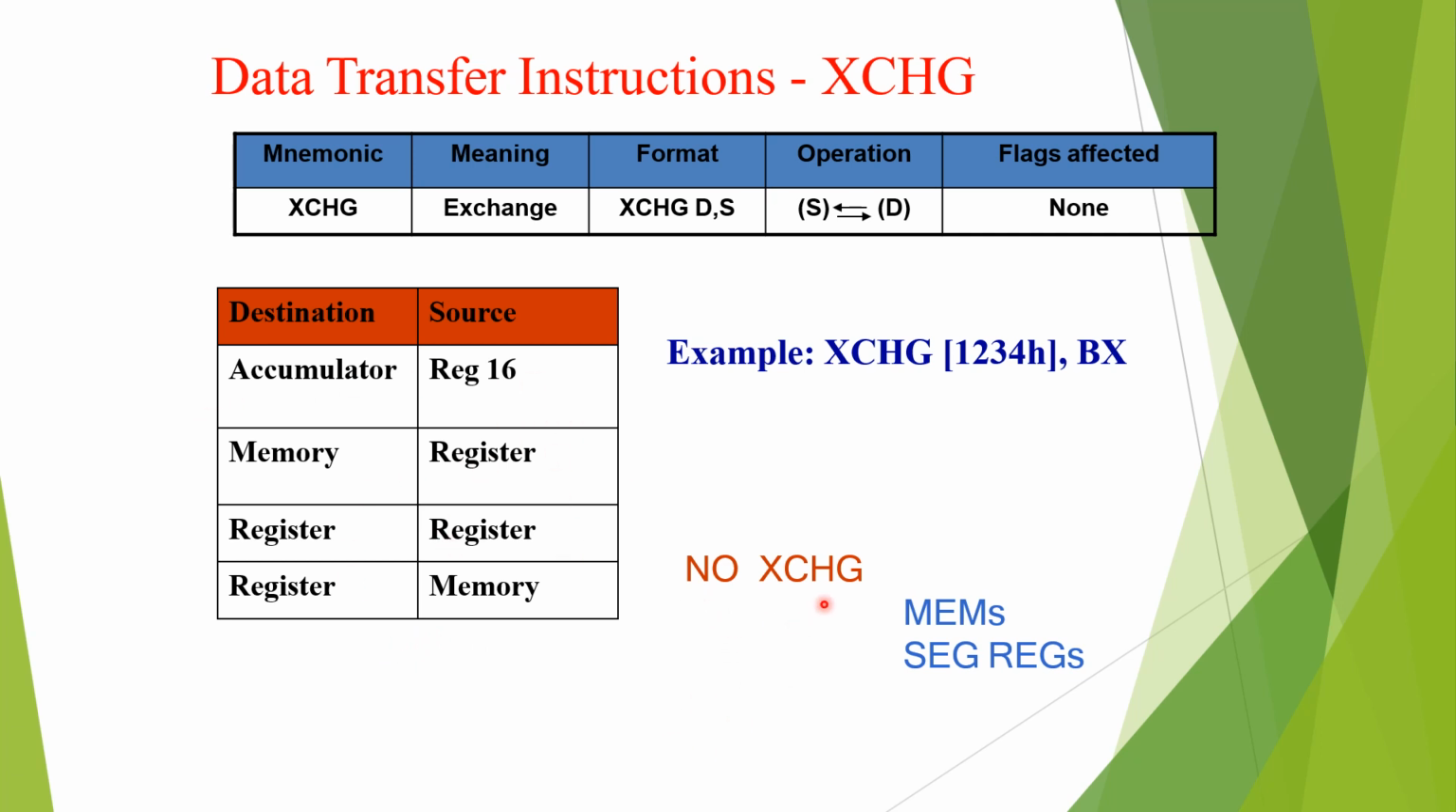So we cannot transfer data between memory to memory and segment register to another segment register. So this we have to remember. And an example is XCHG, a memory location 1234, comma BX. Here, whatever the content is present in the BX will be copied to this location and the next consecutive location. And whatever the data within this 1234 and 1235 memory location will be transferred to the BX register. So this is how the exchange works.